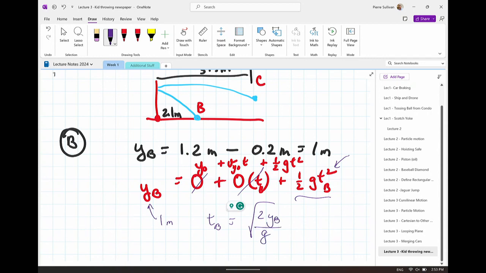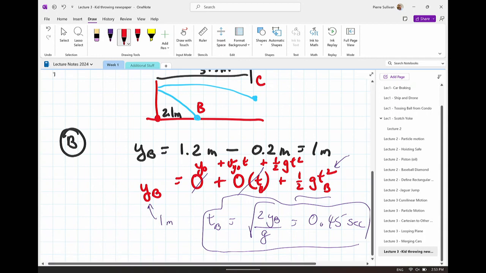Now, if I'm using negative g, then the particle has actually dropped, the newspaper has dropped a distance of 1 meter, so it's negative 1. So under the square root, this won't be imaginary, it's 2 times negative 1 over negative 9.81, so it's positive. Which will end up with a time of 0.45 seconds. There we go.